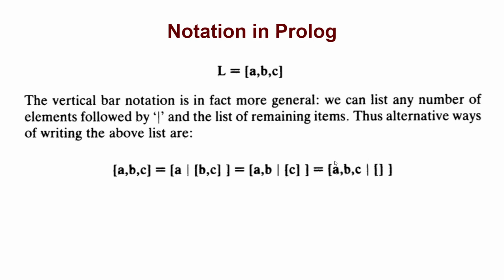Another one is that, I have the list L with the elements A, B, C. This is equivalent to saying that the first elements are A, B, C, and the remaining list is the empty list, that is, we have no more elements. When the remaining list is the empty list, this is the same as saying the tail of this list is an empty list. So this means that we have no more elements. These are other examples of this vertical bar notation.